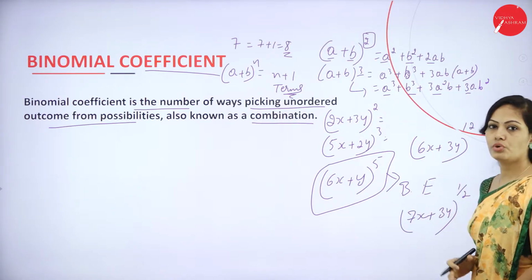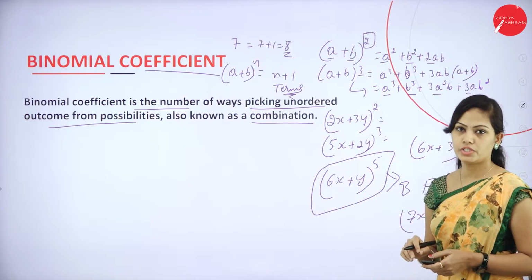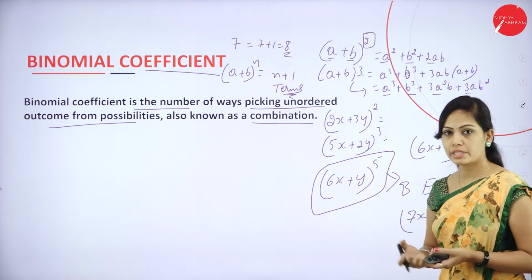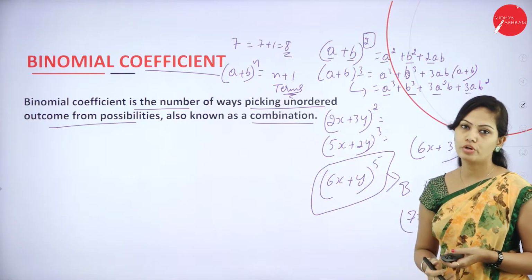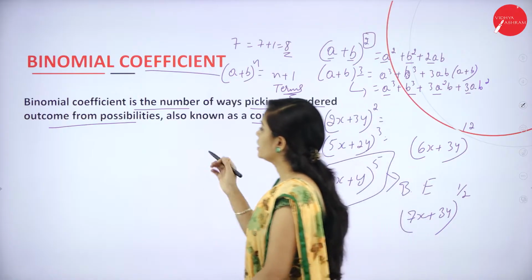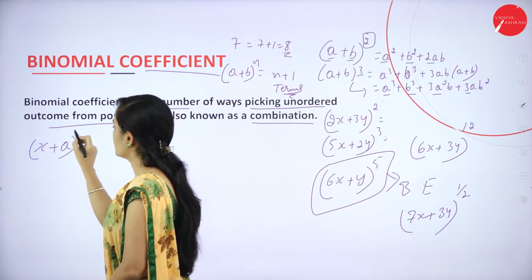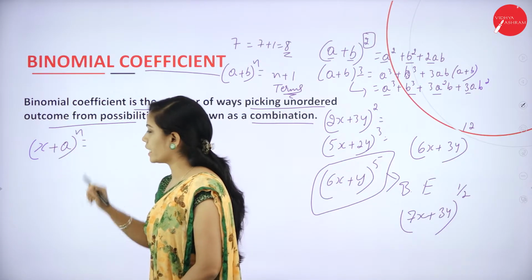This power also you can simplify using this binomial coefficient concept. If your power value is more than 2 or more than 3, so easily you can apply this binomial coefficient concept. So what is a binomial expansion formula? So example, (x + a)^n.